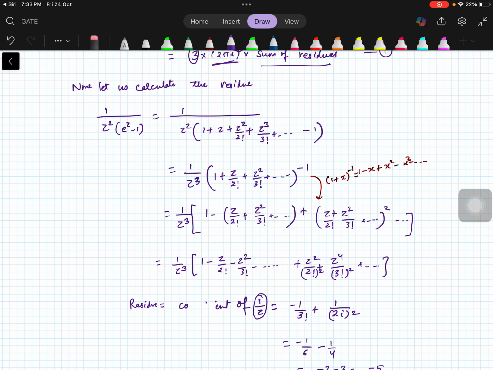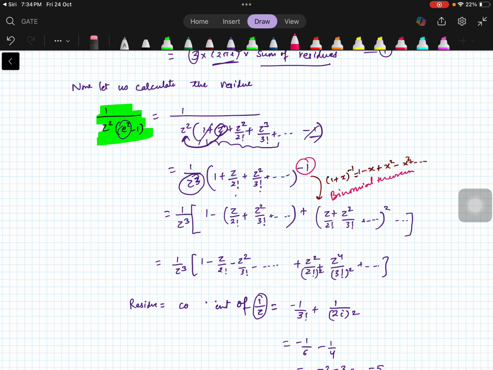If you look at our function, this is 1 by z square times (e raised to power z minus 1). So I write the expansion of e raised to power z, which is 1 plus z plus z square by 2 factorial plus z cube by 3 factorial and so on, minus 1. So the 1 and 1 cancel, and I take z out. This becomes z cube on the bottom, and on top I have 1 plus z by 2 factorial plus z square by 3 factorial. I am taking the inverse.